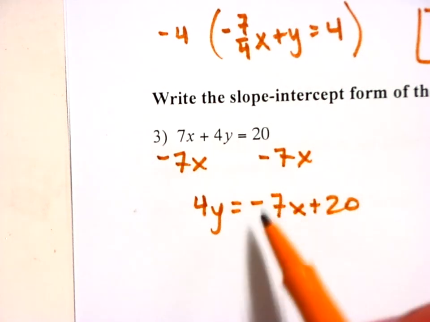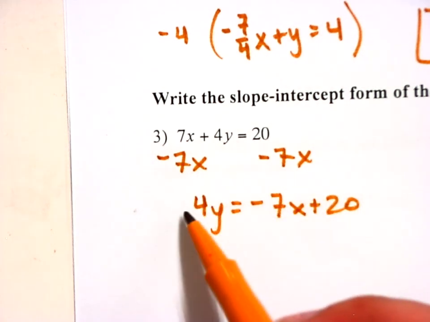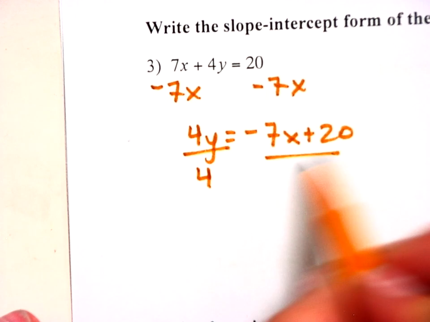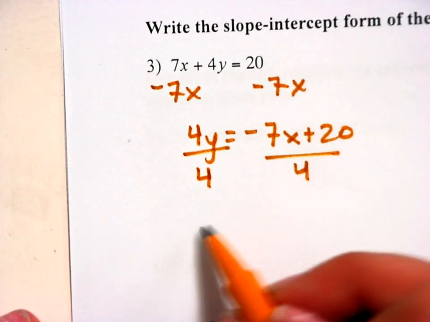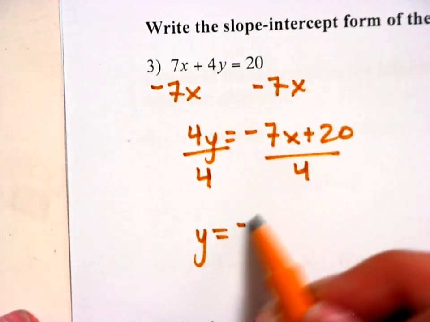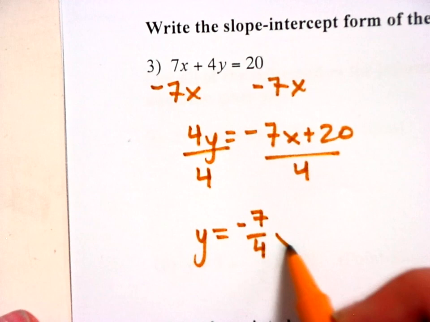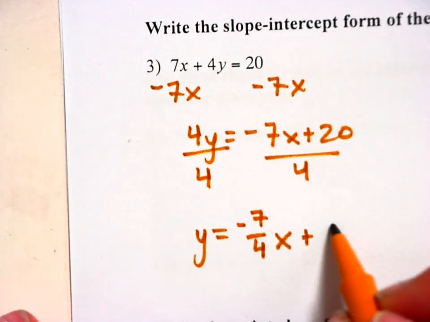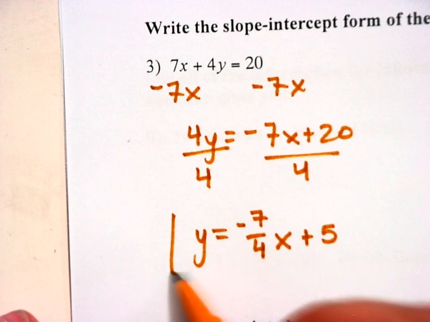And then remember, I'm solving for y. This is 4 times y. So we need to do the opposite. You want to divide by 4. Okay, so I've got y equals negative 7 over 4 x plus, what's 20 divided by 4? That's 5. This is slope-intercept form.